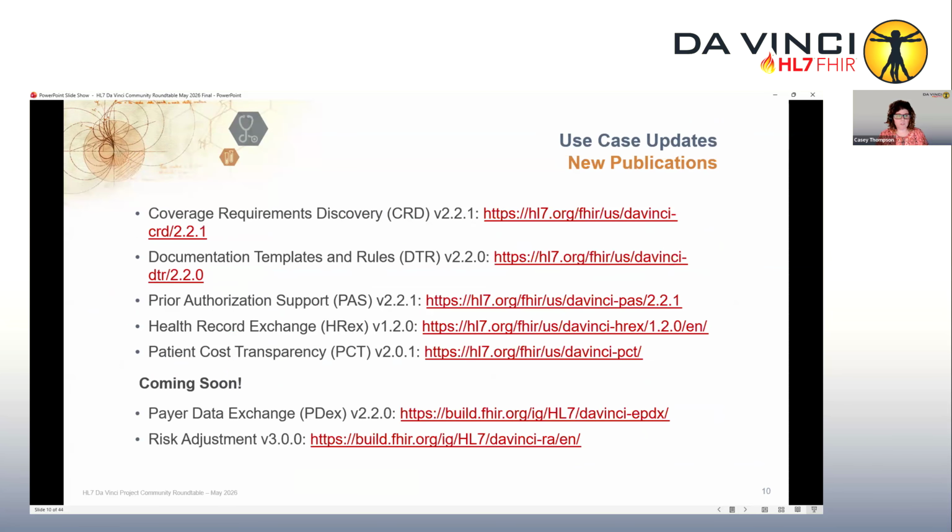So first, we've had a lot of movement on the burden reduction side. We've officially published several of our implementation guides in March, including coverage requirements discovery, known as CRD, documentation templates and rules, known as DTR, and prior authorization support, known as PAS. On March 20th, PCT also published their technical correction IG update.